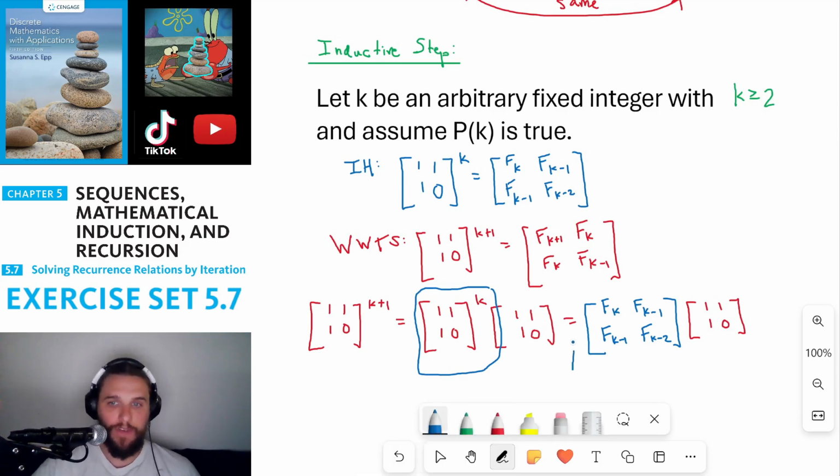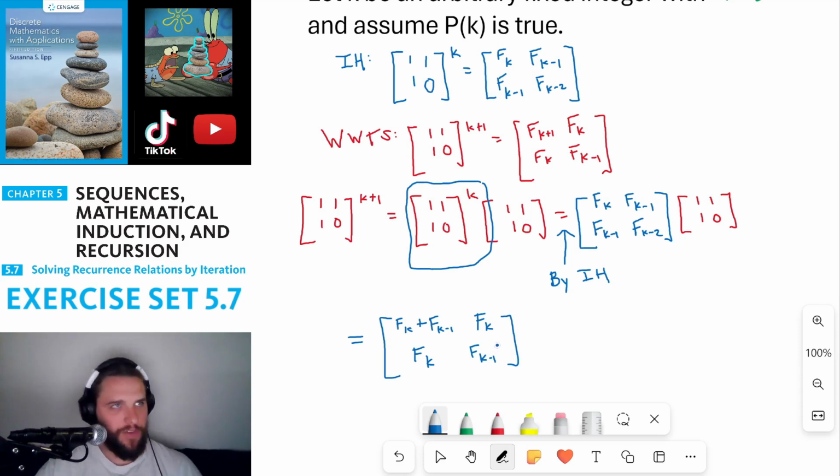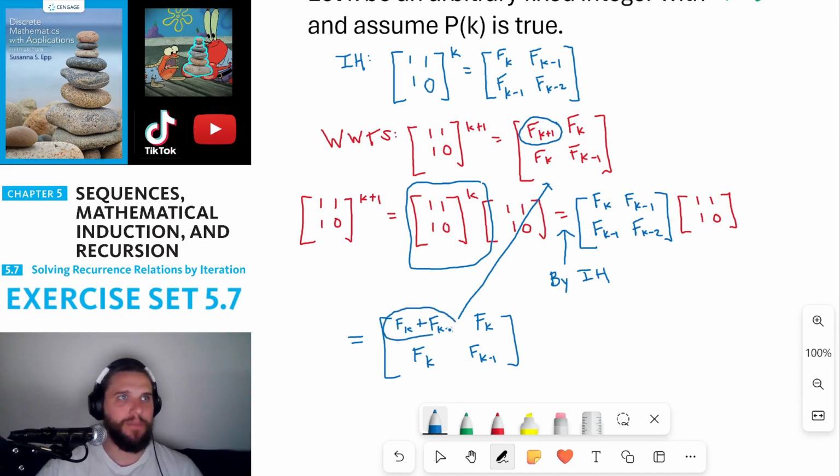Since we're using the inductive hypothesis, we need to tell the reader that we're using the inductive hypothesis. So we'll put here, by the inductive hypothesis. Now what we wanted to show is that this matrix is equal to this matrix with the Fibonacci numbers. We're almost there. We just have to multiply these two matrices that we have. If we multiply these matrices together, we get a matrix with these Fibonacci numbers. Now, this isn't quite what we wanted, but if you notice, the only difference is this top left entry. So we have to do something with this top left entry to get what we wanted to show.